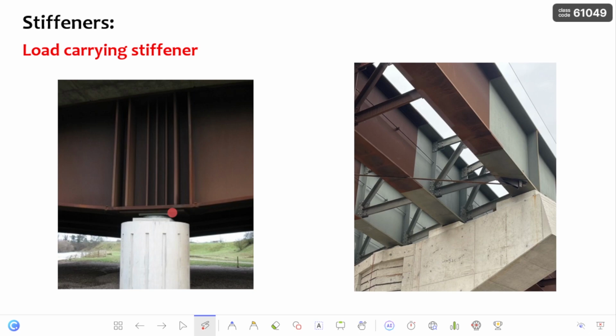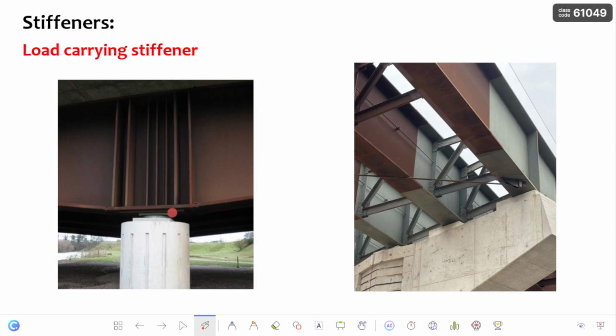I already discussed that the shear force coming onto the plate girder has to be taken by the web, and the bending moment is taken by the flanges. So the web has to be checked for the shear, and if it is unable to resist that shear, then we have to provide the extra stiffeners at those particular locations.